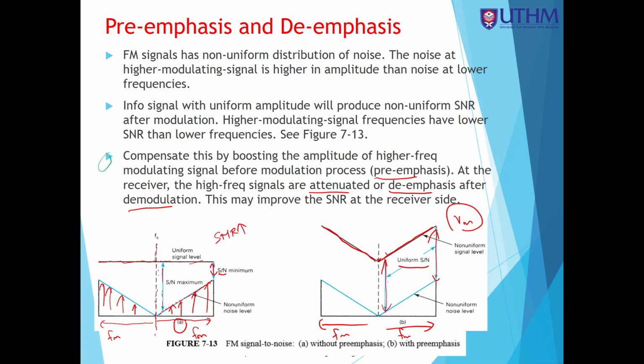For example, if I multiply by 10 at the transmitter, I need to reduce by 10 at the receiver. So it needs to be balanced. When I increase at the transmitter, I need to reduce at the receiver to become balanced. Apabila kita naikkan amplitude pada transmitter, kita juga perlu menurunkannya pada kadar yang sama pada receiver supaya balance.